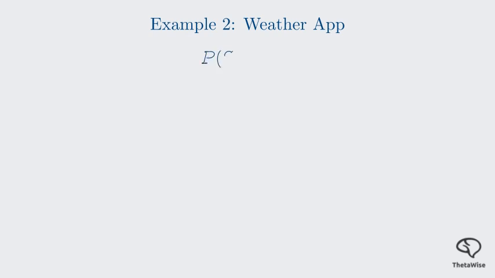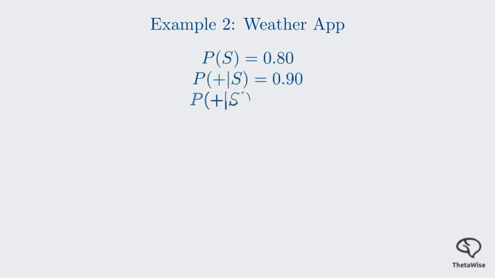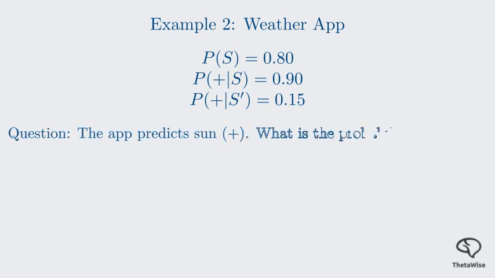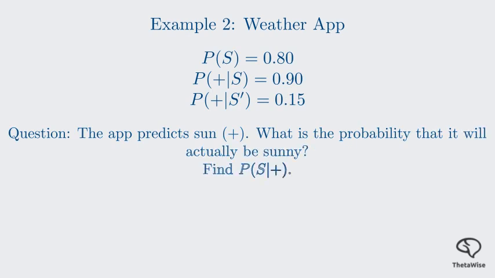Let's translate that. P of S, the prior probability of sun, is 0.80. P of plus given S, the likelihood of the app predicting sun when it's sunny, is 0.90. And P of plus given S prime, the false positive rate, is 0.15. Here's the question. You open the app and it says tomorrow will be sunny. What's the actual probability that it will be? We're looking for P of S given plus.